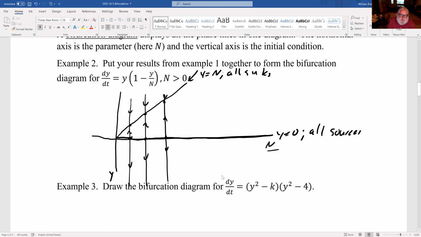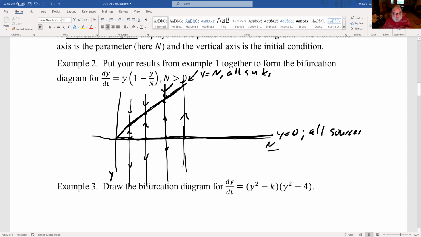So if you pick your population size, what's going to happen? Well, you draw the phase line and you get up, down, point of equilibrium here and a point of equilibrium here. So it's a phase diagram. And we're tracking the equilibria, this one and this one, as functions of n, and then filling in the spaces with the directions of y prime.